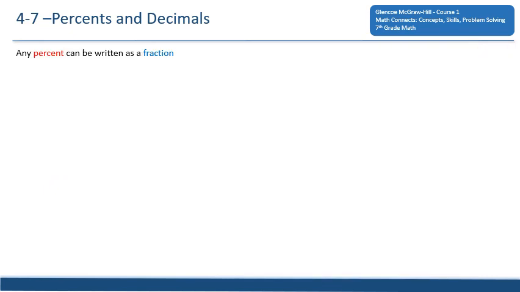Any percent can be written as a fraction. 48% equals 48 over 100. Any fraction can be written as a decimal. So we have 48 over 100, and that can be written as 0.48 because we divided 48 by 100.